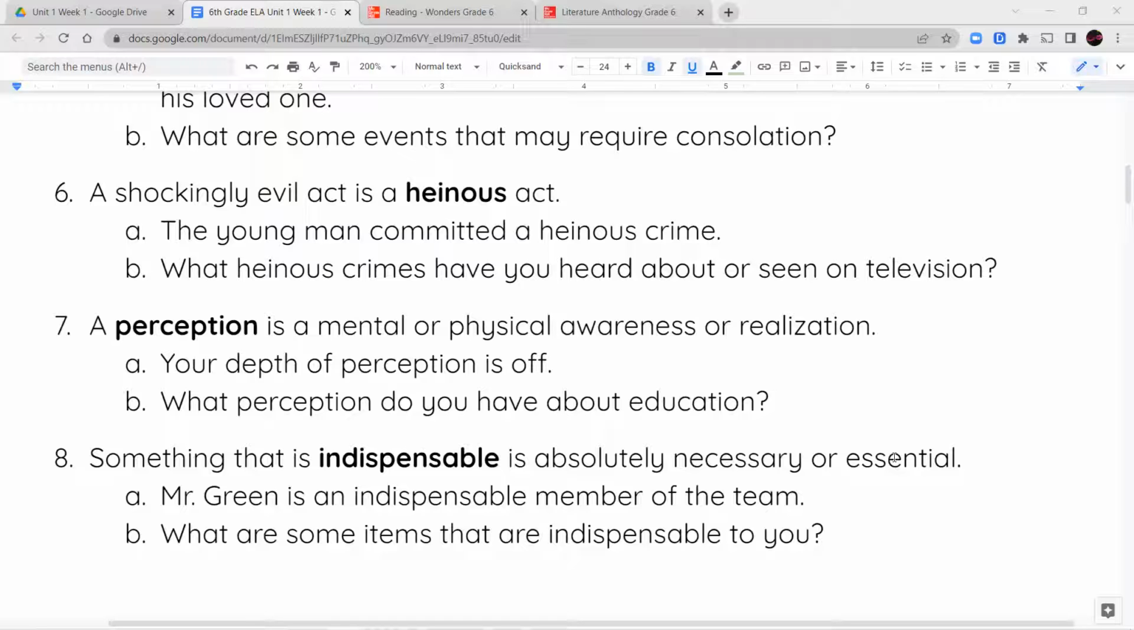In question format, you can say, what perception do you have about education? So what thoughts or ideas do you have about it?